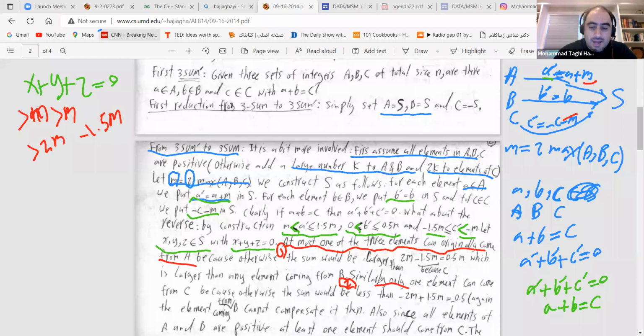Only one element can come from C. Why? Because if two elements come from C, again, the sum of these would be less than minus 2m. So if two elements of x, y, z are coming from C, then the sum of them would be less than minus 2m. And the only positive one that we have is A. And we know that the positive part of A is at most 1.5.